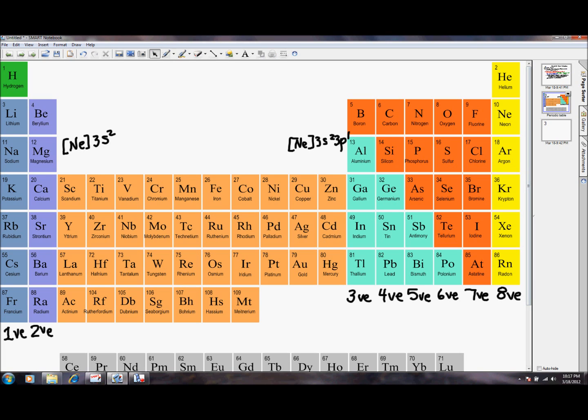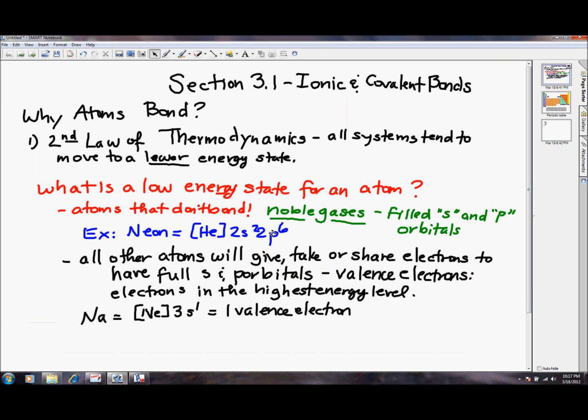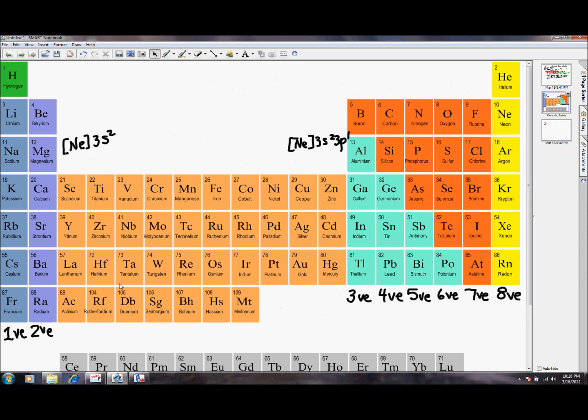Okay, so we're going to go back up here for a minute, and we just said that atoms are going to give, take, or share electrons, in this case valence electrons, in order to fill up their s and p orbitals. So which atoms give, which atoms take, which atoms share? Let's go back to our periodic table. Alright, so we have elements with few valence electrons on this side, and elements with a lot of valence electrons on this side. Okay, now before we go on, we're going to fill in what's going on with here, and we're going to make a little funny note here.